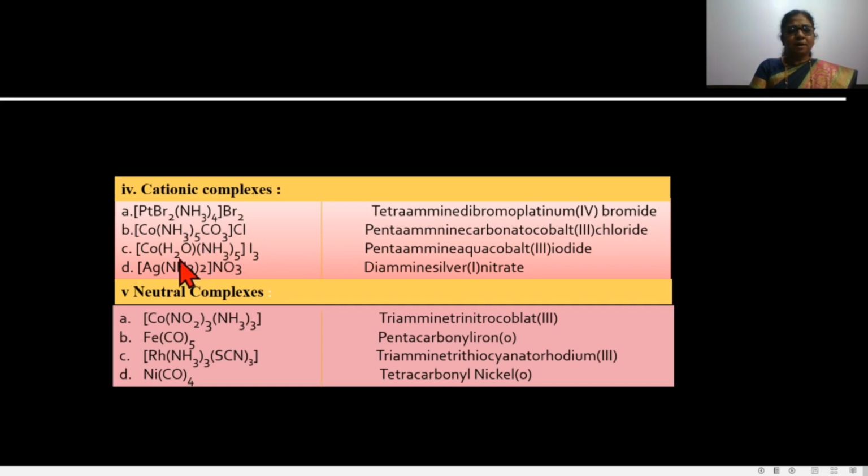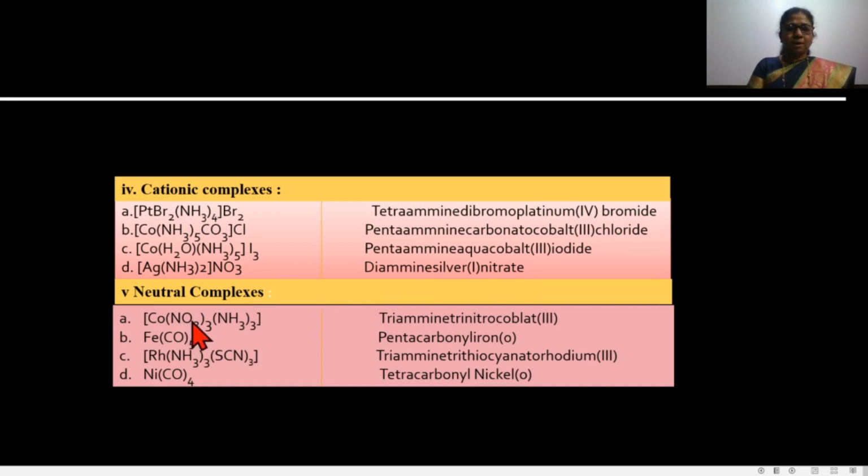Then in the next example, pentaamine, there are aqua and amine. First is the amine, in alphabetical order. Pentaammine, then aqua, cobalt, the oxidation state is 3, iodide. In this way. Then this [Ag(NH3)2]NO3. How many NH3 groups are there? 2. Therefore, diamminesilver, the oxidation state is 1, and nitrate. NO3 is the nitrate.